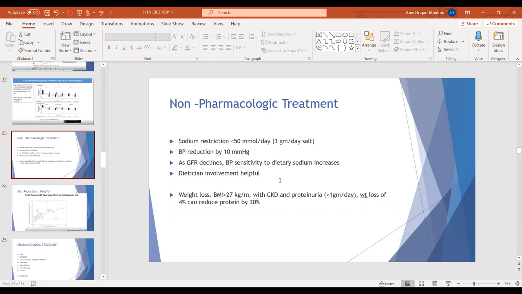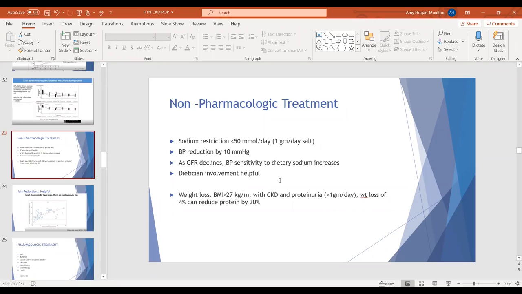And of course, unfortunately, as the glomerular filtration declines, the blood pressure sensitivity to salt increases and the patient will come in and say, I'm swollen. Don't you know, doc, isn't it the amlodipine or something? And it could be, but it could just be that they're also eating too much sodium that they're not even recognizing. And then they're getting more edema and they're becoming more diuretic.